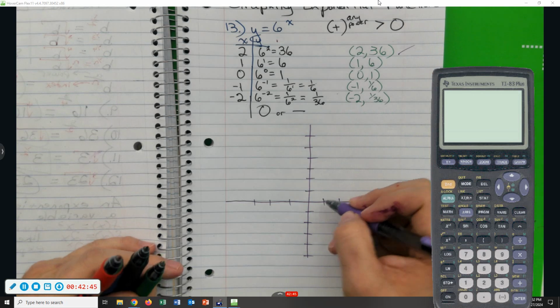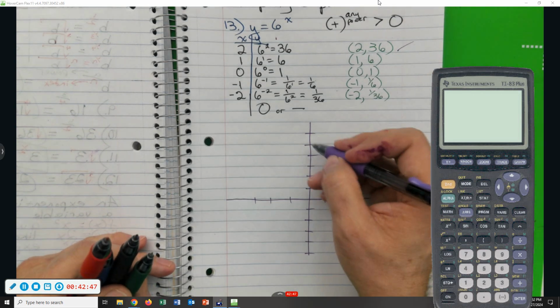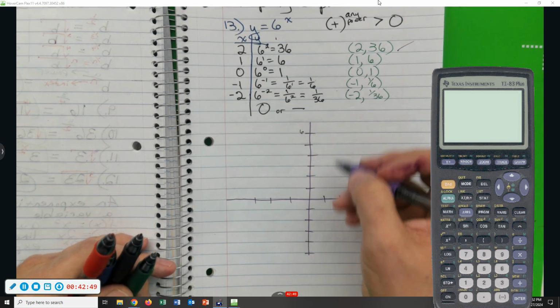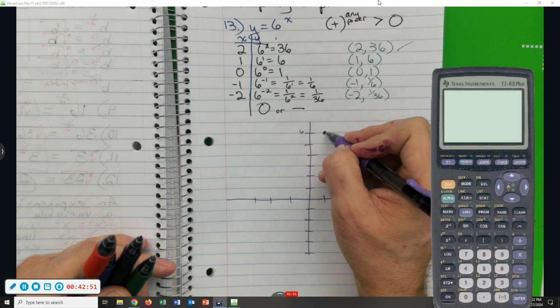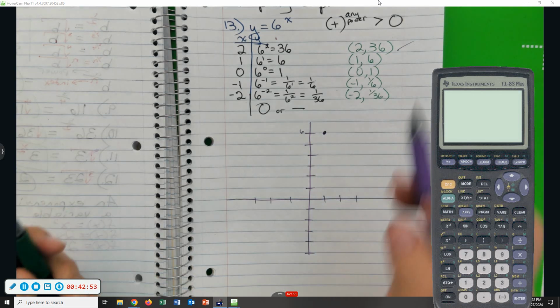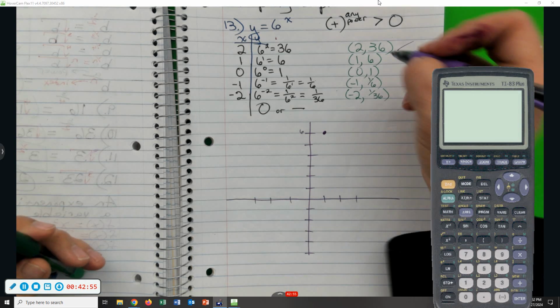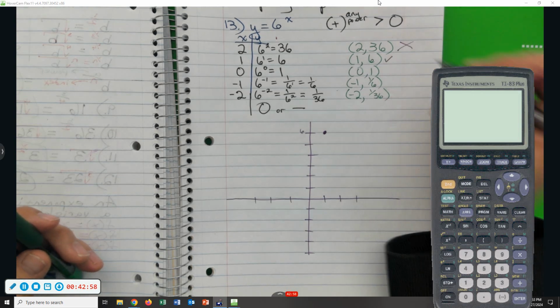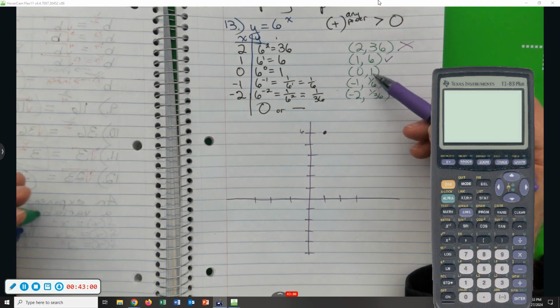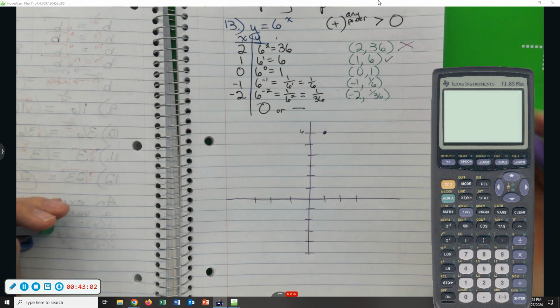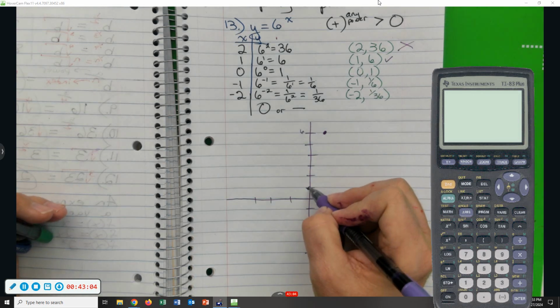Right 1, up 6. 1, 2, 3, 4, there it is. Right 1, up 6. Left, right, 0. We were able to plot this one. We didn't bother plotting that one. Left, right, 0, up 1. I'll definitely plot that point.